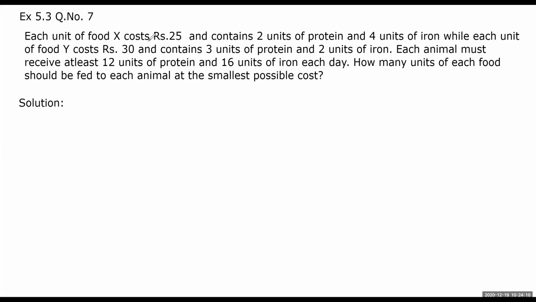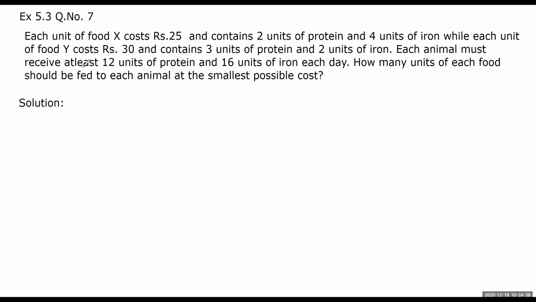Each unit of food X costs rupees 25 and contains 2 units of protein and 4 units of iron, while each unit of food Y costs rupees 30 and contains 3 units of protein and 2 units of iron. Each animal must receive at least 12 units of protein and 16 units of iron each day. How many units of each food should be fed to each animal at the smallest possible cost?